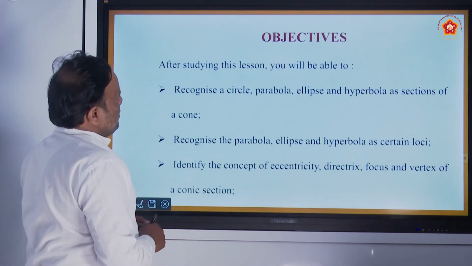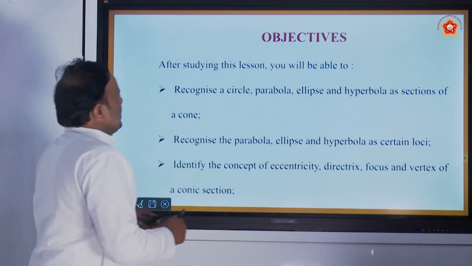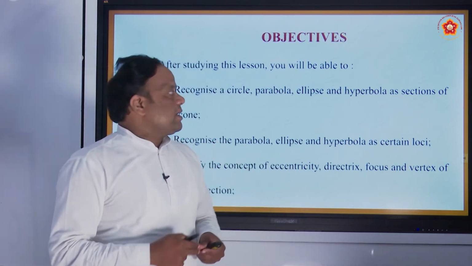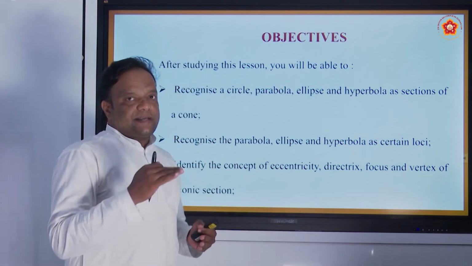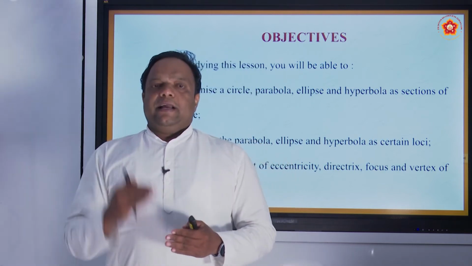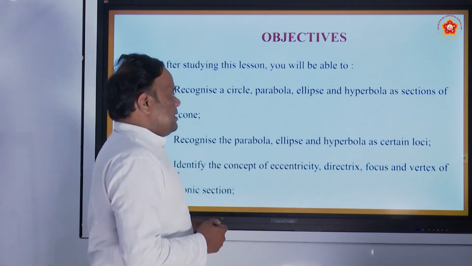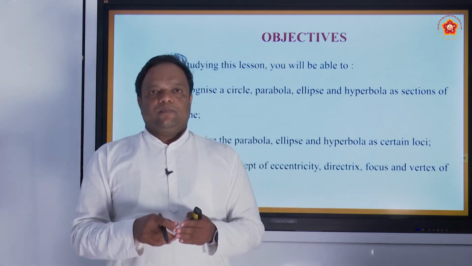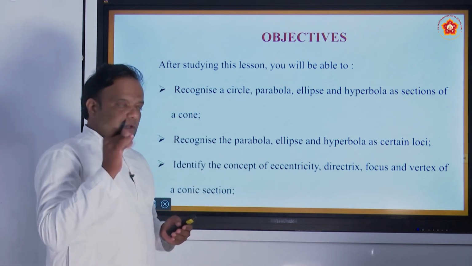So what is the objective of this chapter? After studying this lesson, you will be able to recognize a circle, parabola, ellipse and hyperbola as sections of a cone. These are all sections of a cone. You take a cone and cut in different forms, you will get circle, ellipse, hyperbola and parabola. Recognize the parabola, ellipse and hyperbola as certain loci. Locus is singular and loci is the plural form.